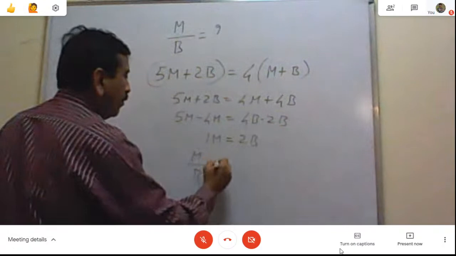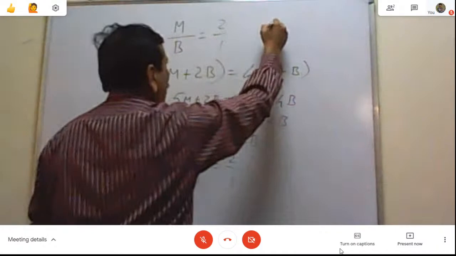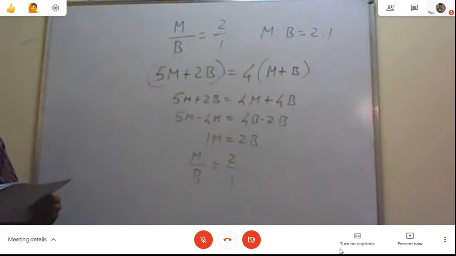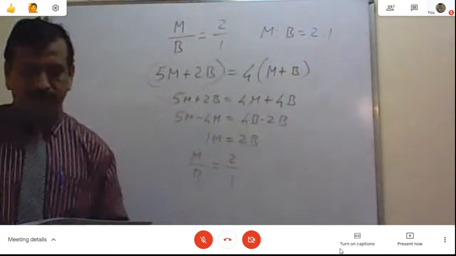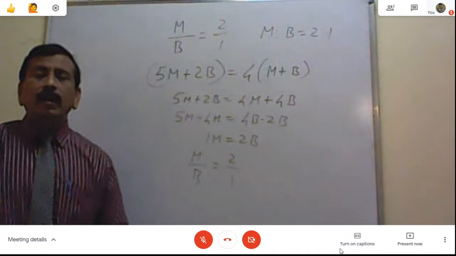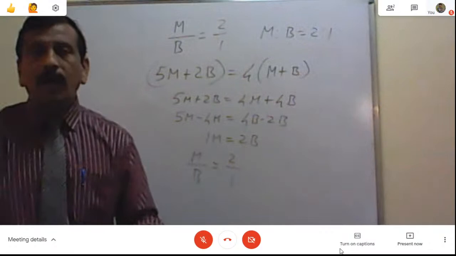So the ratio of capacity of man to boy is 2:1. So the man has double the capacity of the boy, that is the answer. Okay, now you see, a different type of formulation basically gives you an idea about how to read the problem from the descriptive mode, how to convert it into mathematical form and then solve it.